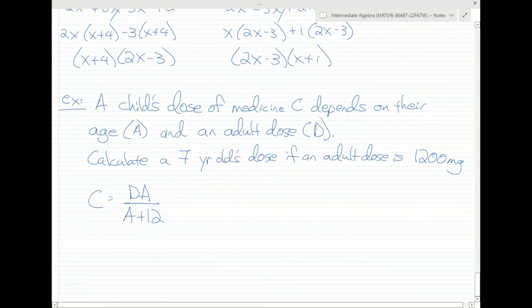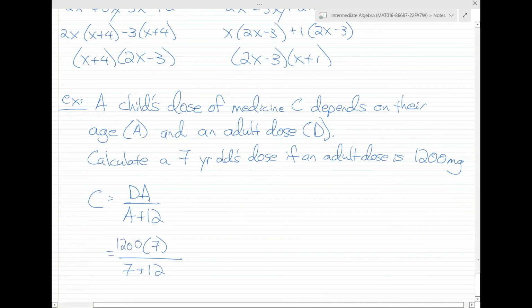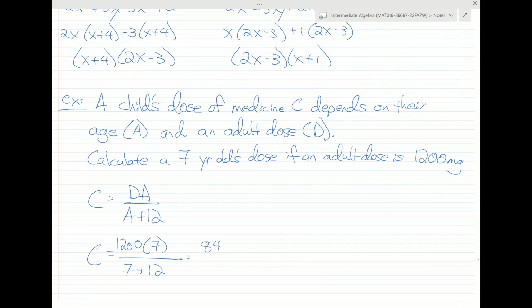So the child's age is 7, so we're going to put that in for A. And it says the adult dose is D, that's 1,200. So the point is you just have to know the right letter to plug in for. And if we do this, we get 1,200 times 7 is 8,400 over 19. Which is 442.1 milligrams.